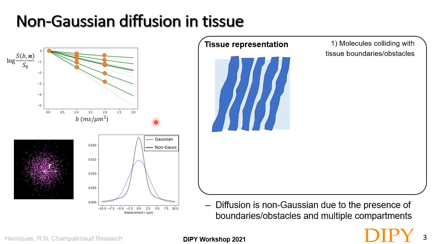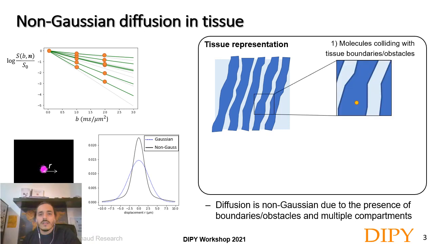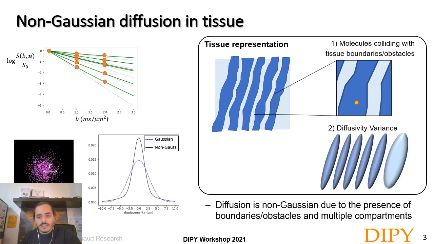This is because in tissue, molecules are in constant collisions with tissue boundaries and obstacles. Moreover, even ignoring these collisions, non-Gaussian information is expected to occur due to the presence of different diffusivities across compartments.